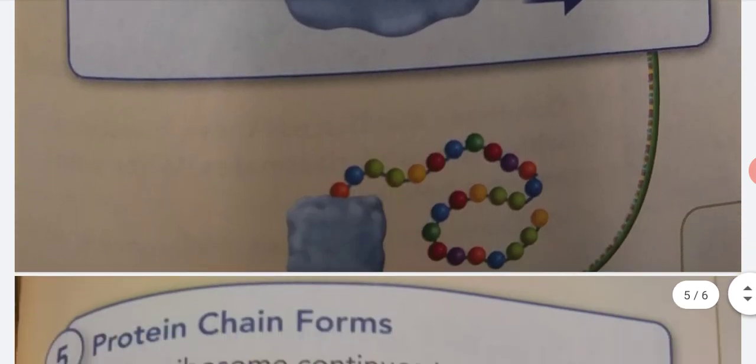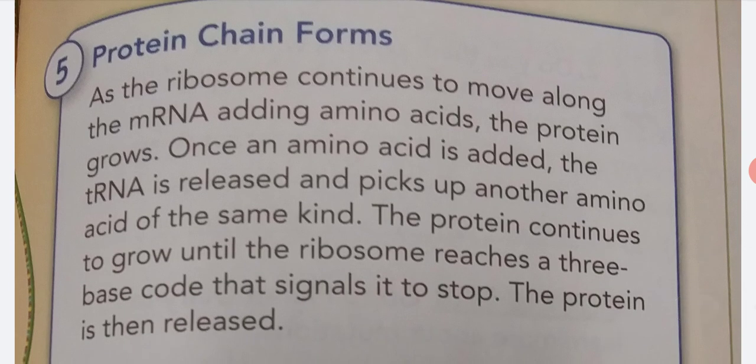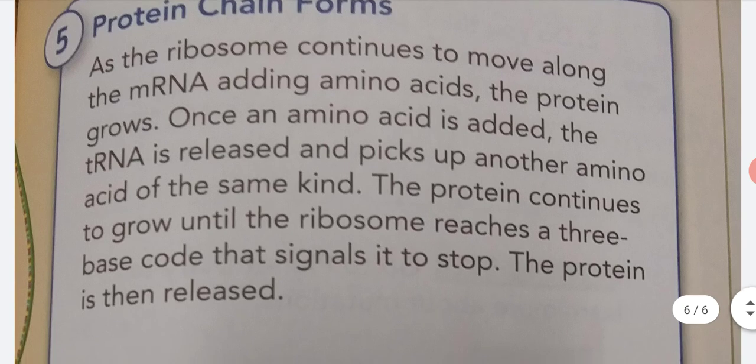Protein chains form. As the ribosome continues to move along the mRNA, adding amino acids, the protein grows. Once an amino acid is added, the tRNA is released and picks up another amino acid of the same kind.